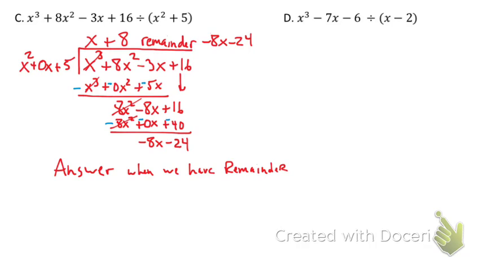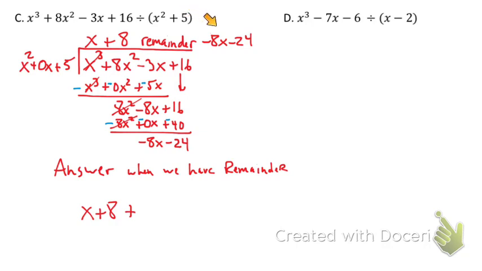Okay guys, in this particular problem we do have a remainder, so we have to display our answer a different way. We can't just write it like this in IM3. So to display our answer, we're going to take our answer, which is x plus 8, then because we have a remainder, we're going to put a plus sign after x plus 8. So after our whole number answer here, put a plus sign.